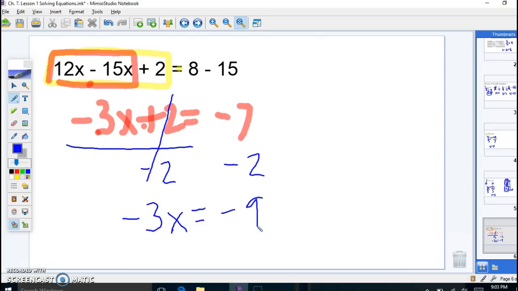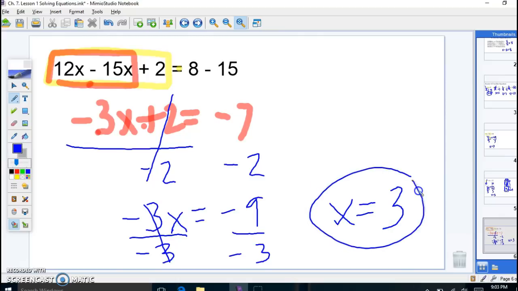The last step that I need to do is divide by negative 3 on both sides. This cancels. You're left with x equals. We know that a negative divided by a negative is going to result in a positive answer. So I have x equals 9 divided by 3 is 3. So x equals 3.